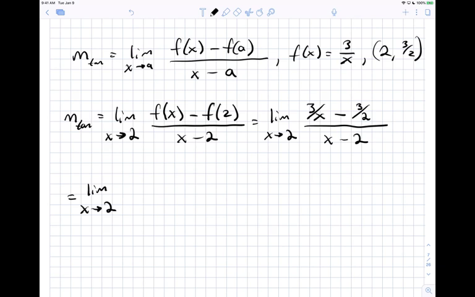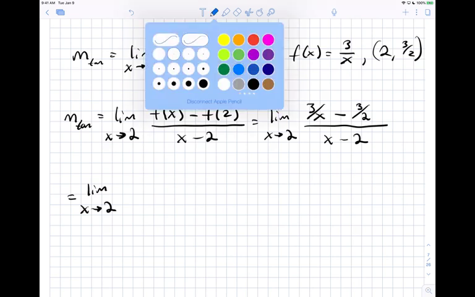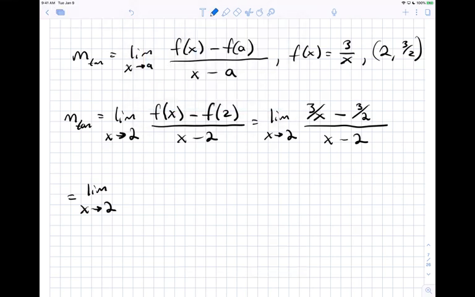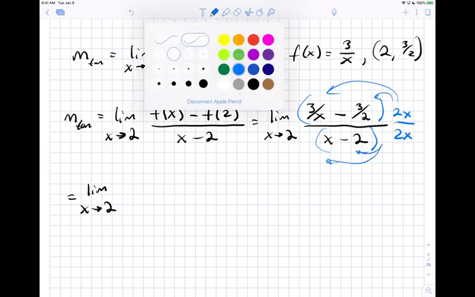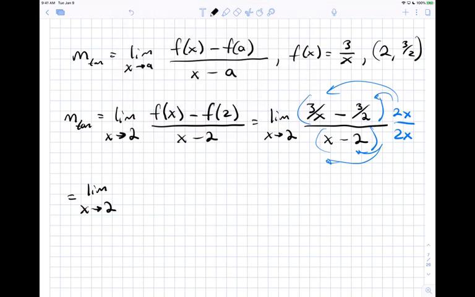Okay, so we're going to multiply the top and the bottom by the LCD of our fractions. We're going to multiply by 1 in the form of 2x over 2x, okay? Keep in mind, we're going to distribute, and let's do the same thing down here. So I multiply by 1 in order to clear out our fractions. Then on the top, the x's cancel, and we're left with 6. The 2's cancel, and we're left with minus 3x.